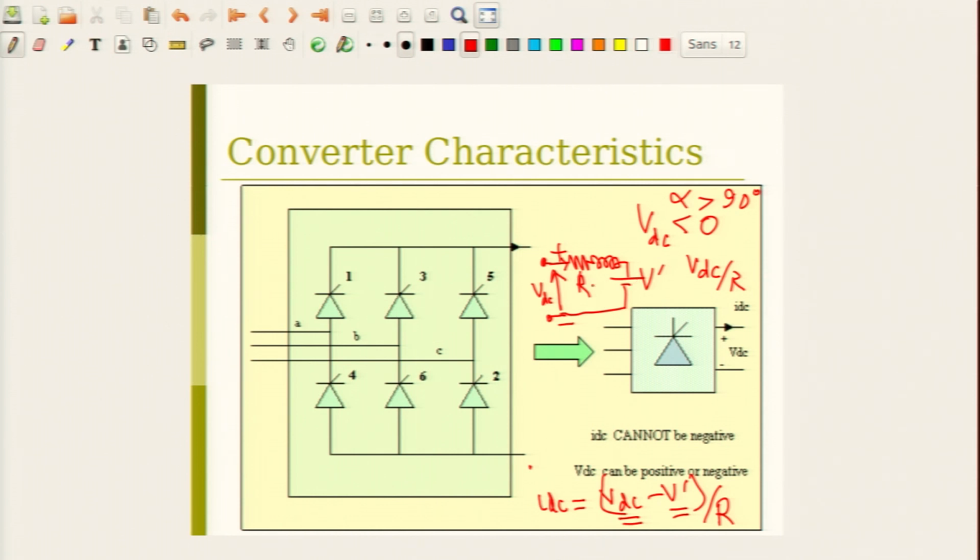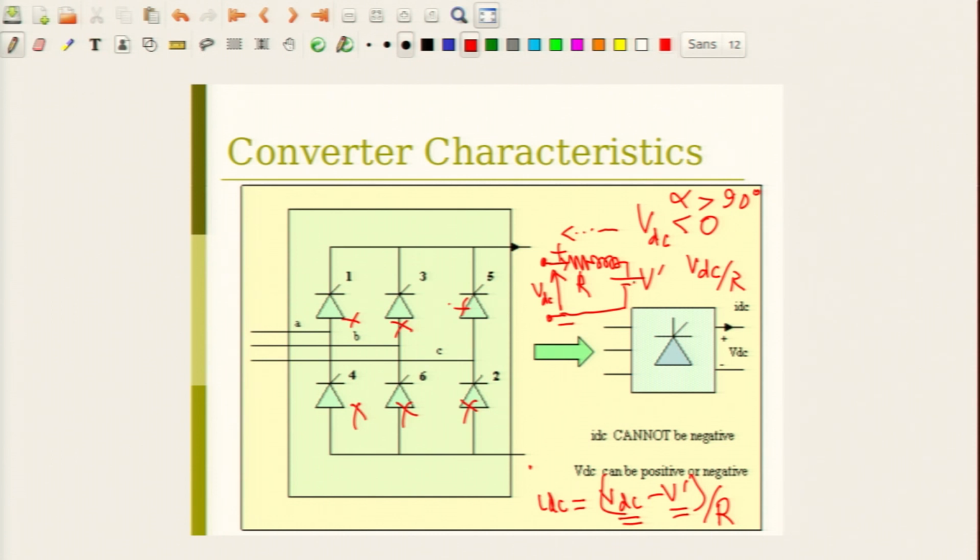So, if I am going to have alpha greater than 90 degrees, VDC will be negative, I told you, only if the current is continuously conducting. If the current suddenly stops and becomes 0, none of these thyristors will conduct. If there is a negative voltage, current will try at least to reduce and go in the negative direction, but that is not allowed by these thyristors. So, how can you have VDC negative?